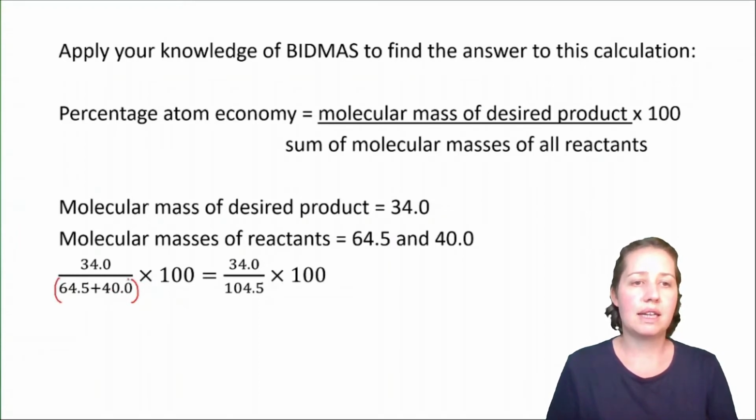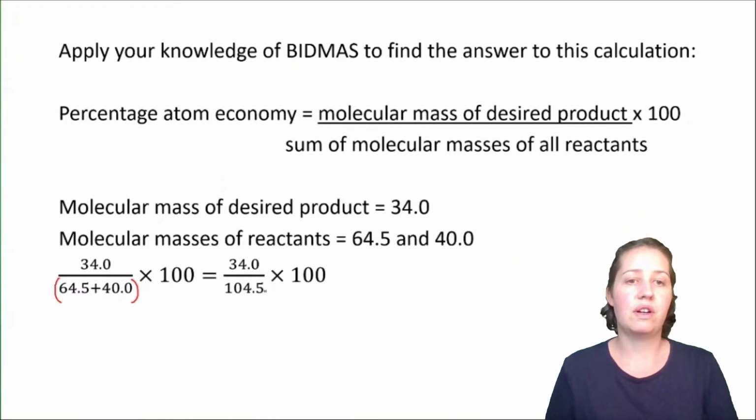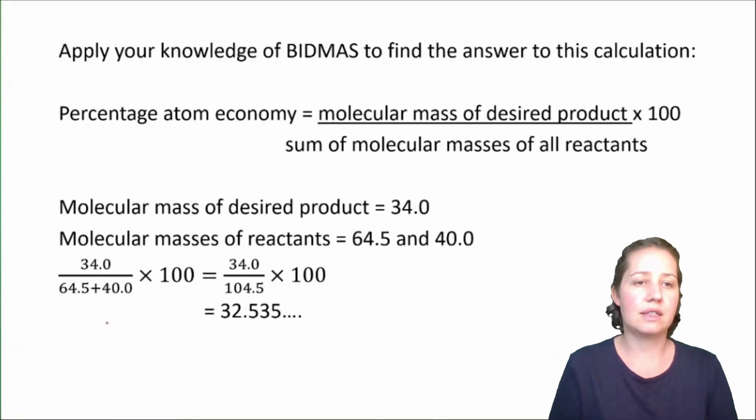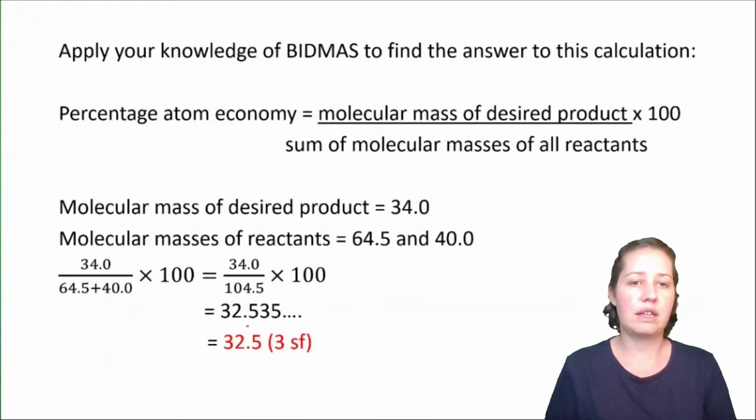So when we type this into the calculator, including our invisible brackets, we're actually doing 34 divided by 104.5 and then multiplying it by 100. That gives you 32.535. We look back at our data, each of them is given to 3 sig figs. Okay, so that means that this needs to be given to 3 sig figs. That is your third significant figure there. That rounds it down and you get 32.5 as your answer.